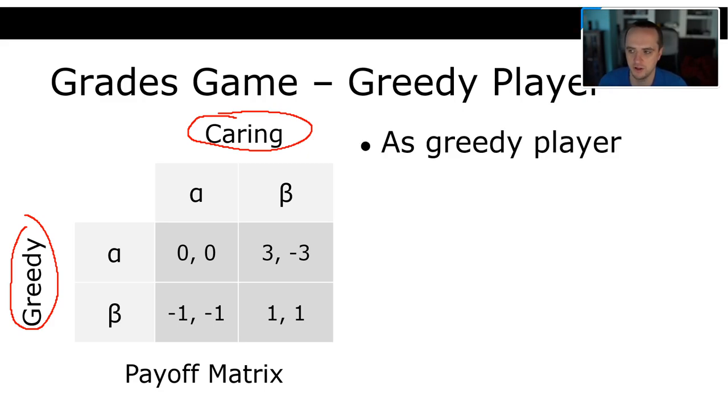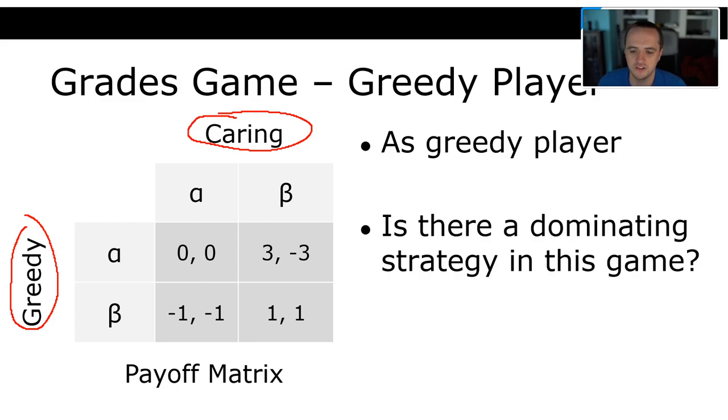So as a greedy player, is there a strategy that dominates another in this game? Okay, can someone tell me if there's a dominated strategy in this game? And which one it is? Someone says no, someone says yes, someone says alpha, and someone says beta. Great! Perfect! So I got every possible answer in the first four responses.